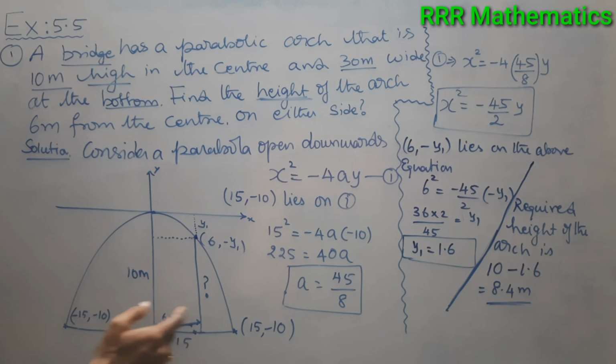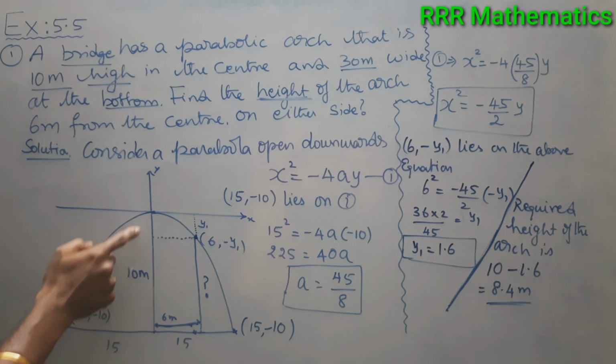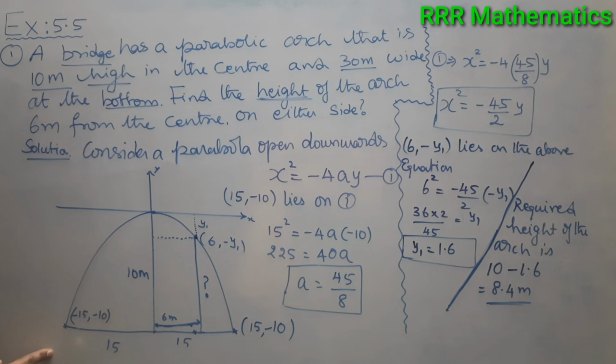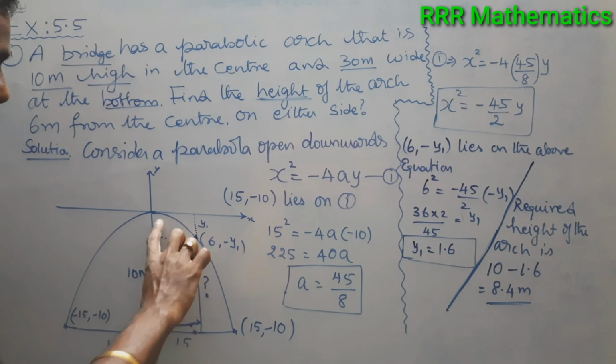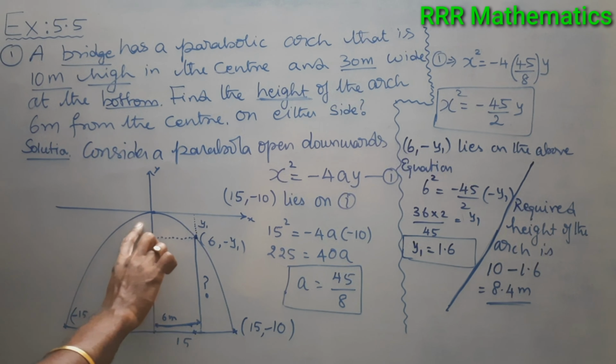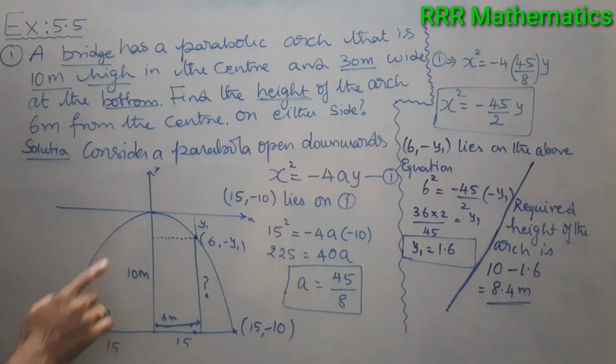This is the arch structure, and 10 meters height at the center. This is 10 meters, and 30 meters wide at the bottom. The full length is 30 meters, so I will write this is 15 and this is 15. So this is horizontal comma vertical, 15 comma 10, because of the fourth quadrant minus 10. And this is 15 comma 10, because of the third quadrant minus 15 and minus 10.